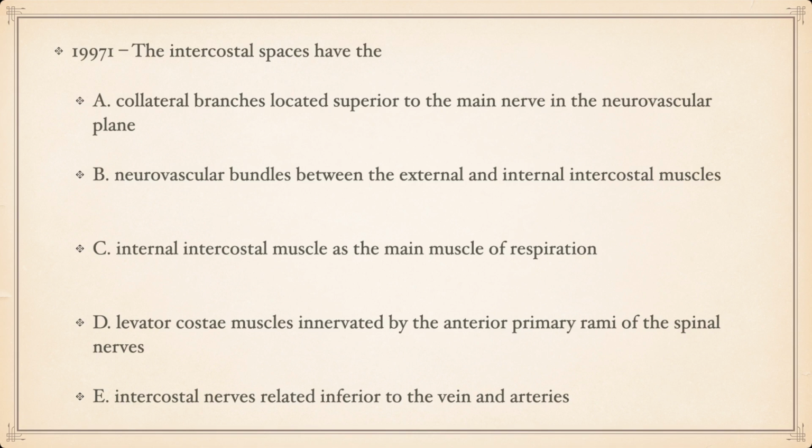C, internal intercostal muscle as the main muscle of respiration. Of course, that's the diaphragm. D, levator costae muscles innervated by the anterior primary rami of the spinal nerves. That one isn't going to be correct. They're going to be from the intercostal nerves. And E, intercostal nerves related inferior to the vein and arteries. We didn't actually cover this, although the order of it is vein, artery, nerve, VAN. So the intercostal nerve is related inferior to the vein and arteries.